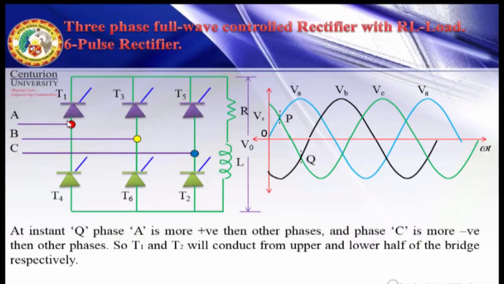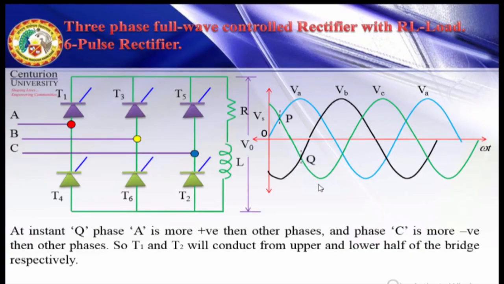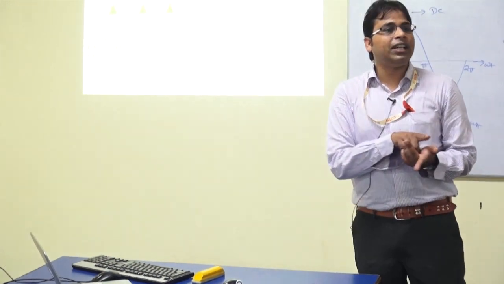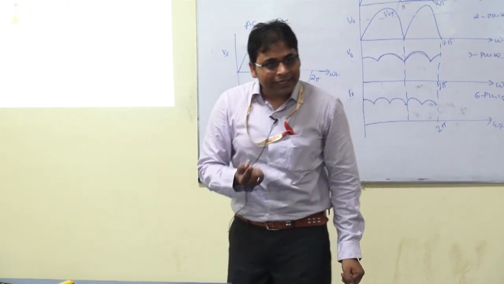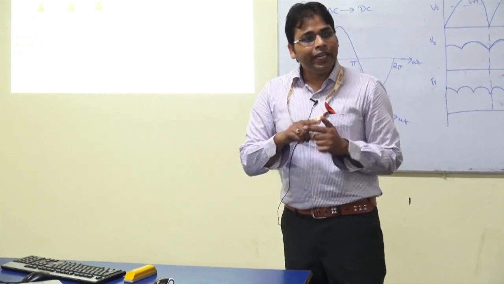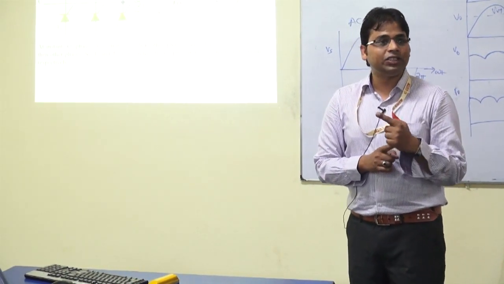Now T1 was conducting previously, so it will continue its conduction, and from phase C 1 will conduct. Phase C is connected to which thyristor? T2. So T1 and T2 will conduct from instant Q. From P to Q, which thyristors are conducting? T1 and T6. At instant Q, T2 will start to conduct and T6 will commutate.